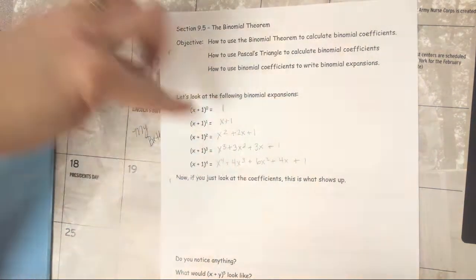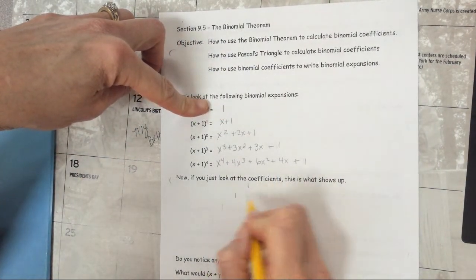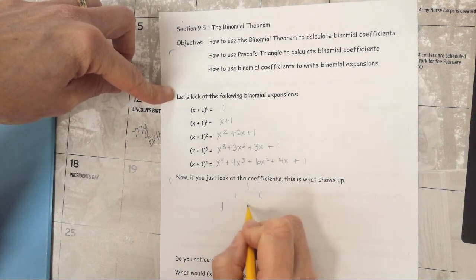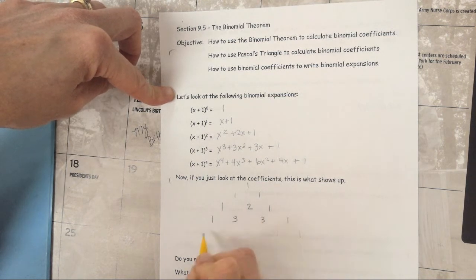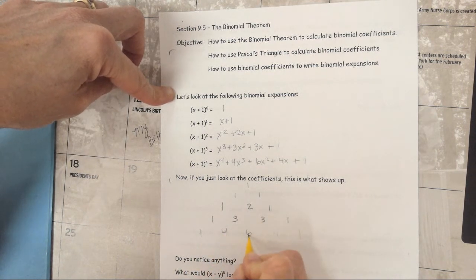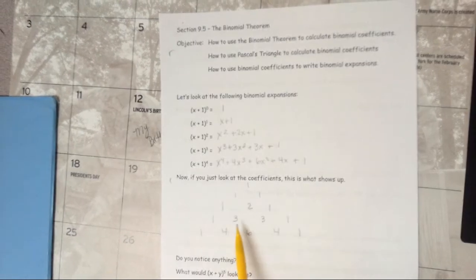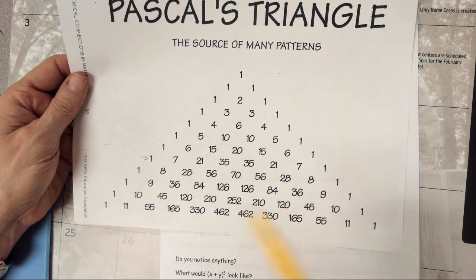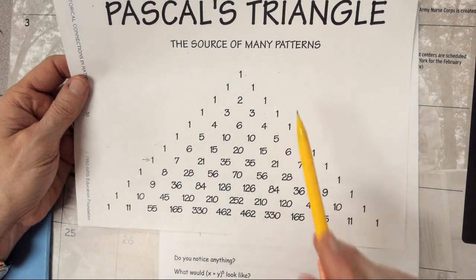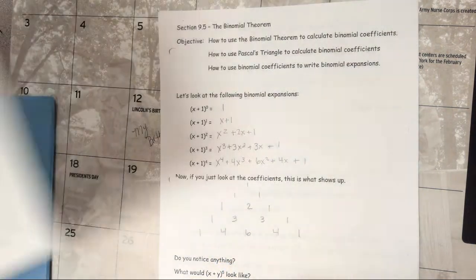Now if we look at all the coefficients of all of these terms, starting with this first one, we've got the 1, 1, 1, 1, 2, 1, 1, 3, 3, 1, 1, 4, 6, 4, 1. And I'm not sure if you're familiar with that pattern, but that pattern is Pascal's triangle, which those coefficients are coming from, so that we can use that triangle to expand binomials.